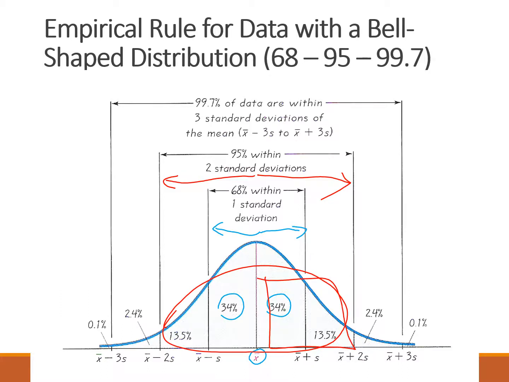And then the last number we have to remember, 99.7%, that's if we move out 3 standard deviations above and below the mean.